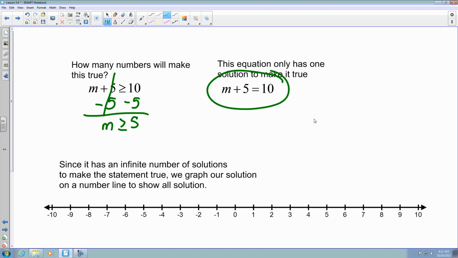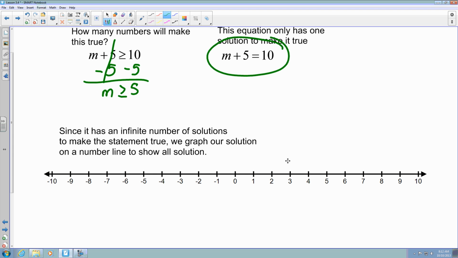So now I need to graph this inequality. So I need to find 5. Now we have to think, okay, is it an open or closed circle? Because it has the line underneath it, I know that it is a closed circle. And I look at my answer. My variable's on the left-hand side, so I can use my arrow that's going to point and show me where my shading's going to go. And it's telling me that it's pointing towards the right-hand side.